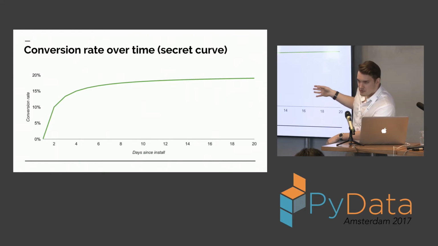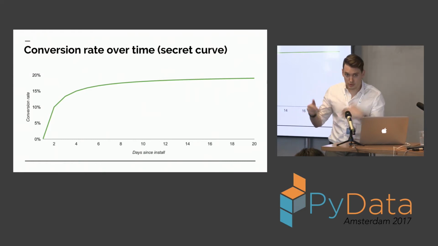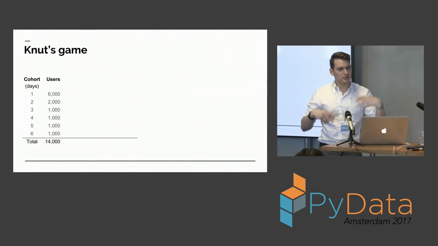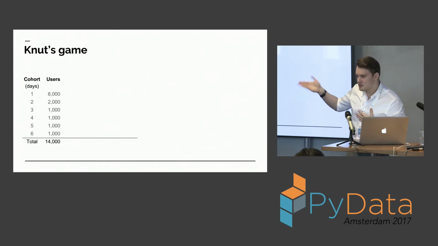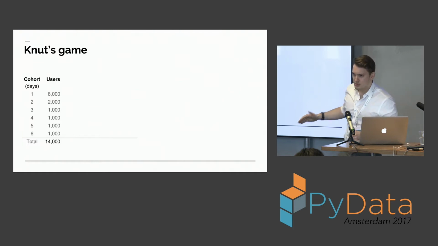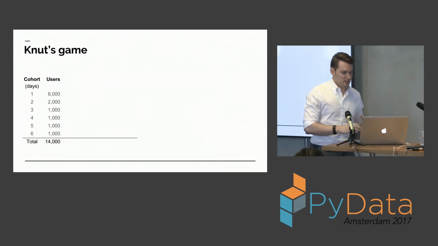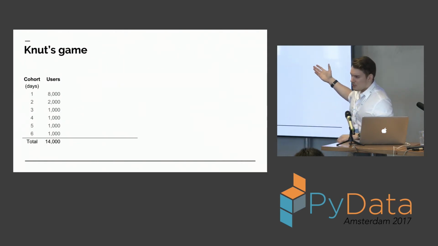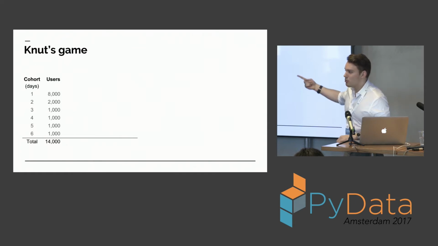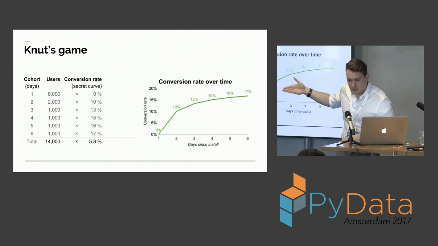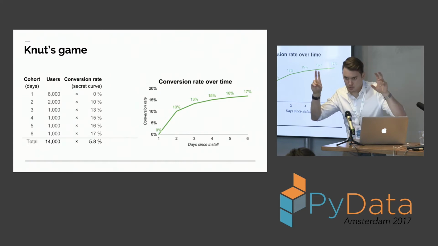If we apply this curve to my 14,000 new users from Knut's game, this is what it would look like. First, I'll break down my users because I want to use my curve, and my curve gives me one conversion for each day. So I break down my users into 2 days. Each cohort is a group of users that installed the game on the same date. The top one, 8,000 people, is the most recent cohort. They've had the game for 1 day. The second cohort has had the game for 2 days. Now I'm using my curve and grabbing the percentages associated with each age of the cohort.